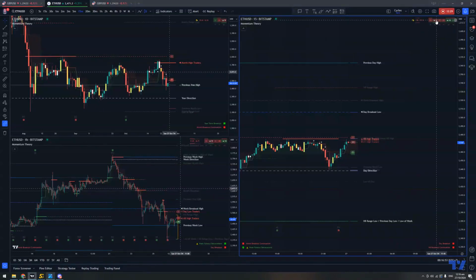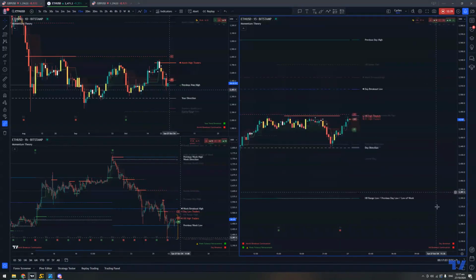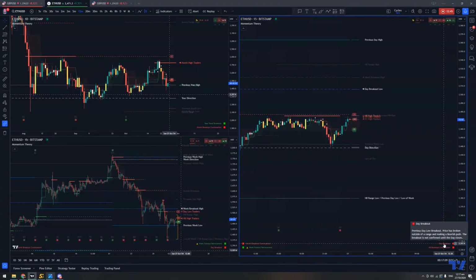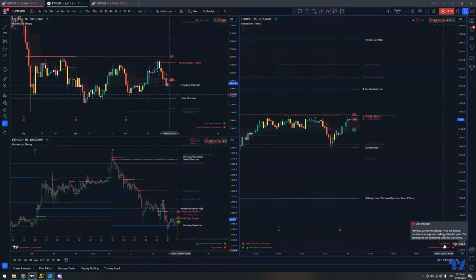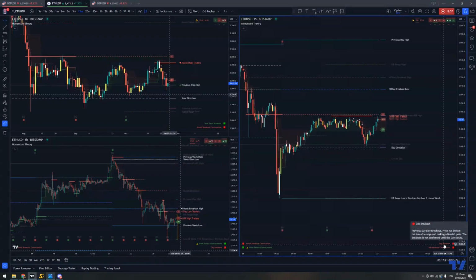Last thing that it gives you is information: when you hover over it, it tells you what the cycle is. So it gives you the cycle and some information, and I also have it here at the bottom. It's the exact same thing at the bottom right here. It's the day cycle as well as the H8, and then the left side are the higher time frames, month and week. In this case, it tells me that the previous day low has broken out. Price broke out of the range.